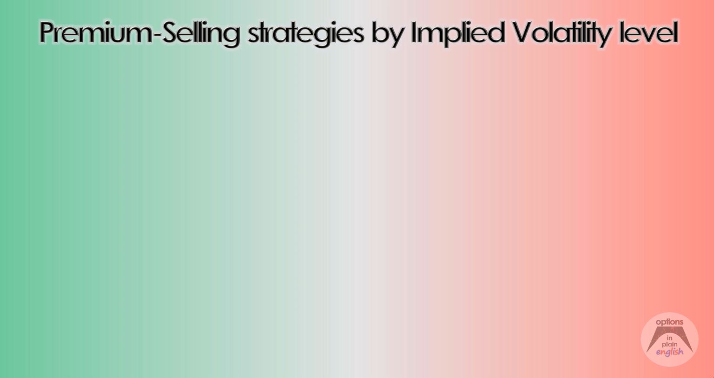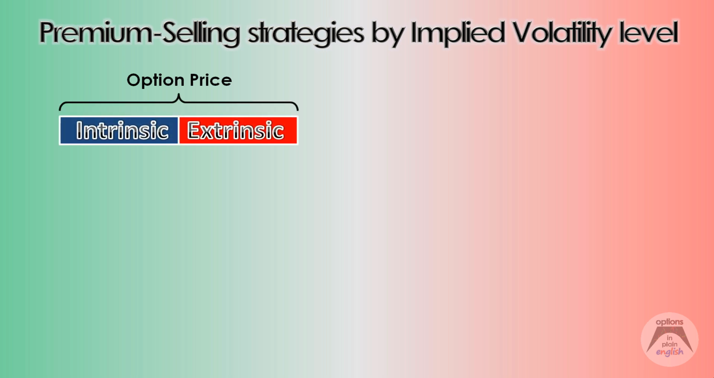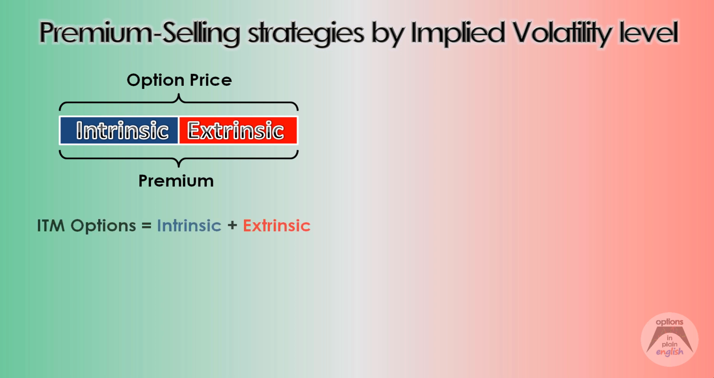The first thing we're going to do is start with something that we already know. We know what an option price is, and we know that it's made up of intrinsic value and extrinsic value, also called time value. But this option price is also called the premium you pay to acquire an option when you buy it. We know that in-the-money options are made up of both intrinsic and extrinsic value, whereas at-the-money and out-of-the-money options are made up of only extrinsic value.